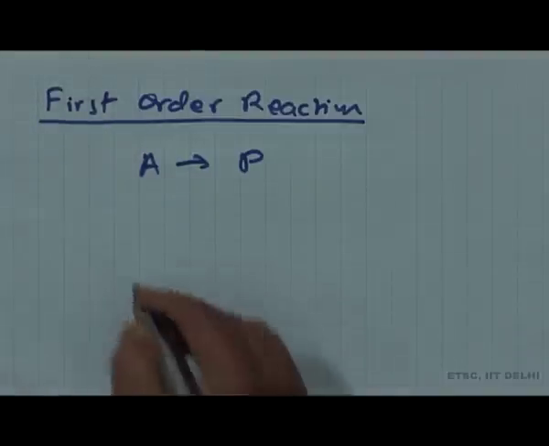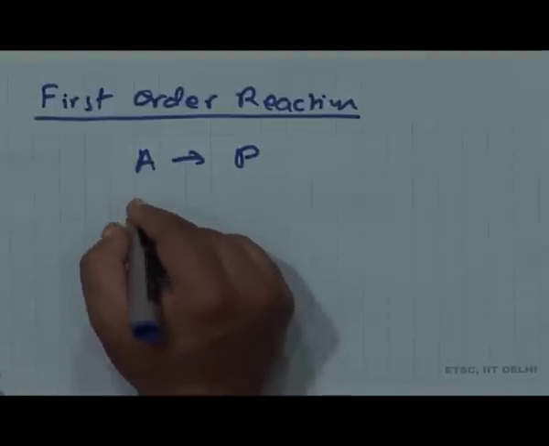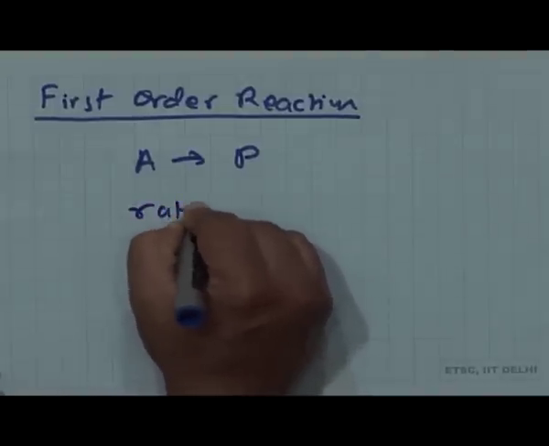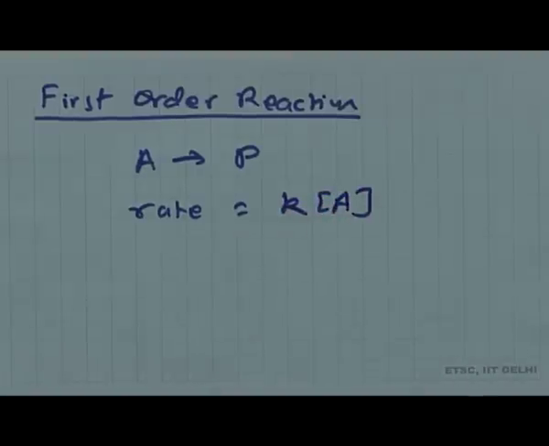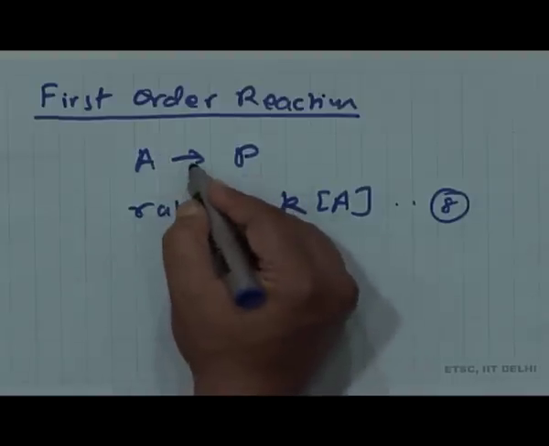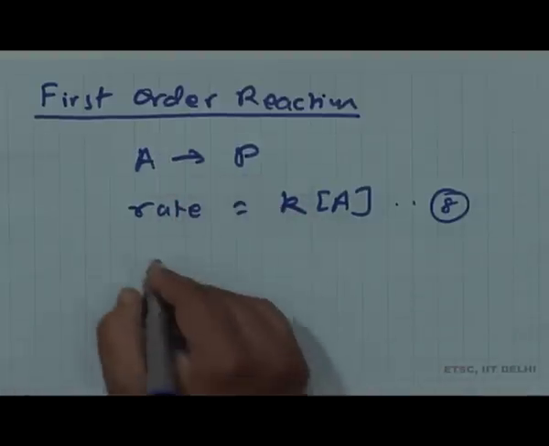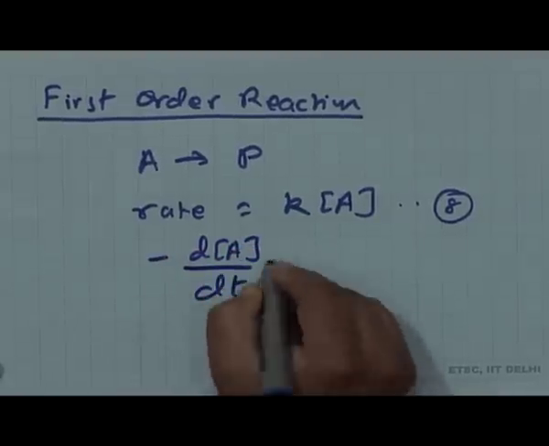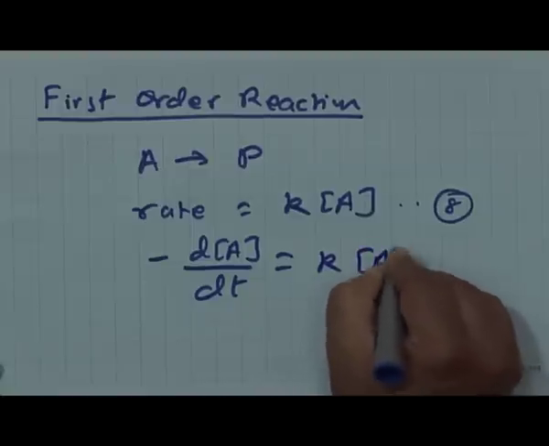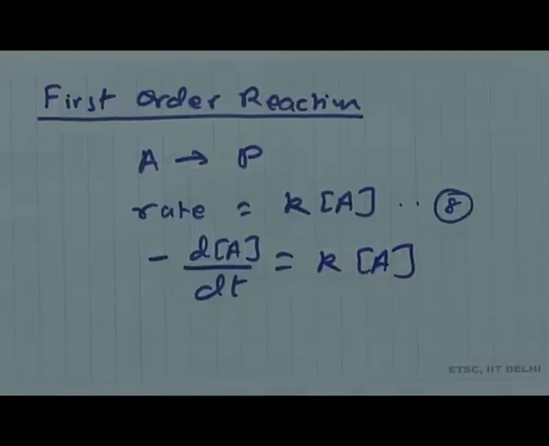Now, for this, as the first order reaction is defined, I can write the rate is equal to k, the rate constant, times the concentration of A. So, let this be equation 8, in continuation from the zero order reaction example. So, if this is what it is, then from the reaction out here, we can write that minus d of A over d of t is equal to k times the concentration of A, right.